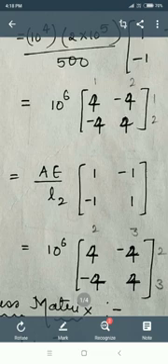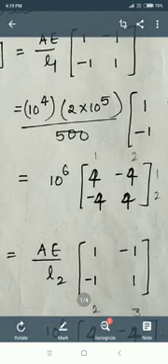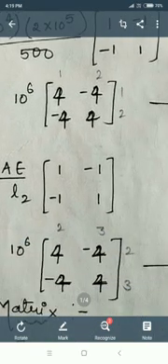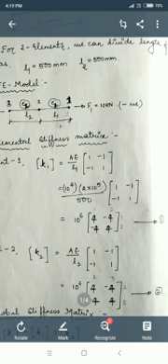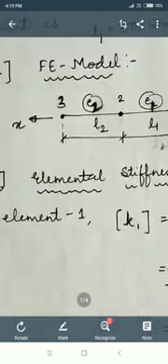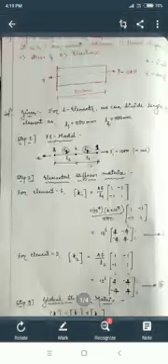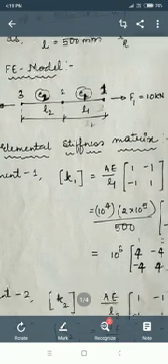Whatever common term you are taking outside, that should be the same for all the stiffness matrices. Then only you can add easily in the further steps. 10 to the power of 6 is common, kept outside in K1. The same value, 10 to the power of 6, is outside the matrix in K2 also. Here the row and column numbers are 2 and 3 because for element number 2 the nodes are 2 and 3. That is the reason row and column numbers are 2 and 3.